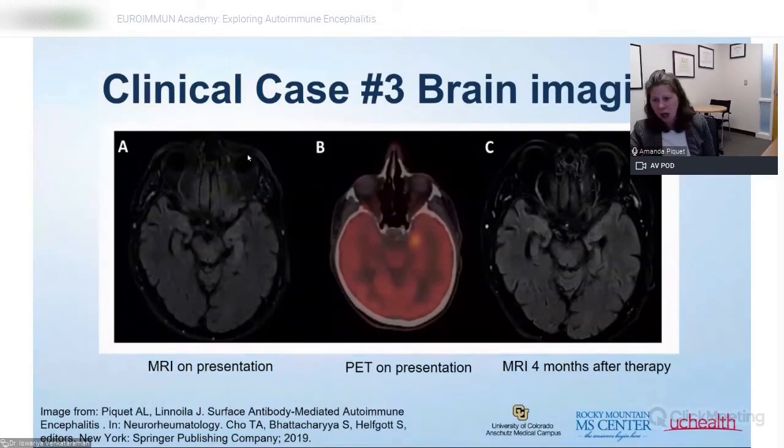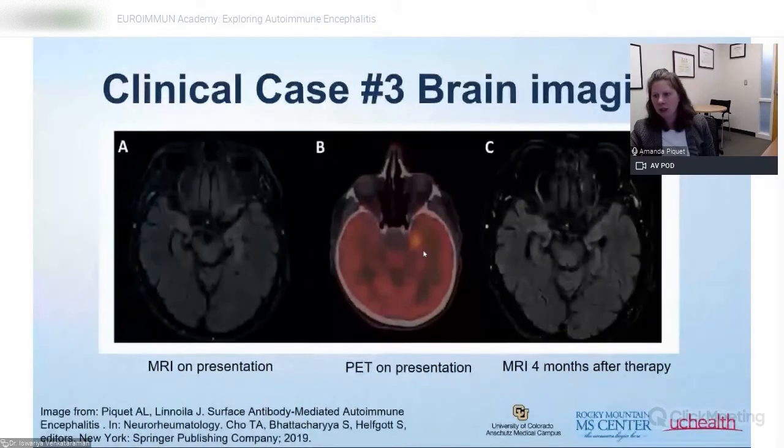Now, it's a little more obvious on the brain PET, which is in panel B, where you can see that clear yellow dot that demonstrates FDG avidity in that left temporal lobe that matches up with the abnormalities that are a little more subtle that we see on the brain MRI.